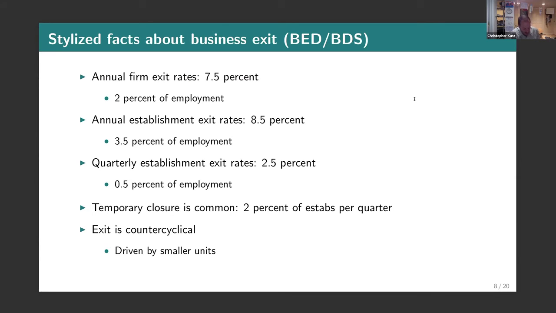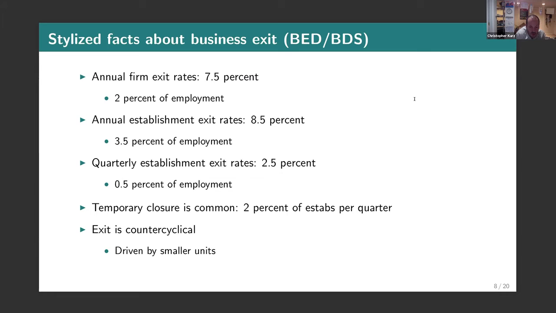So what are the takeaway points before we move into the discussion of these non-traditional measures and some of the recent information we have on business exit? Well, let's keep in mind that annual firm exit rates are about 7.5%. Annual establishment exit rates are about 8.5%. That affects about 2 to 3.5% of employees, depending on whether you're looking at firms or establishments. Quarterly establishment exit rates are about 2.5%. And temporary closure is extremely common. It's about 2% of establishments per quarter. And again, repeating what I just said in the previous slide, exit is countercyclical.